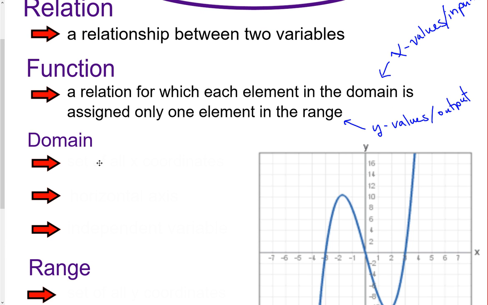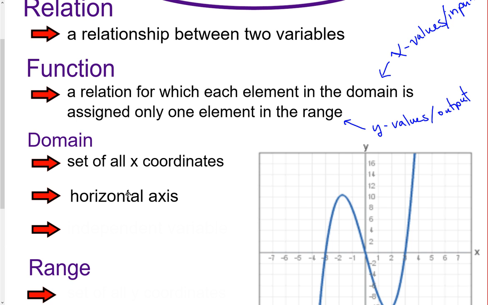So let's talk about our domain and range. Our domain is just all of our x coordinates. And again, we'll look at that later this week. It's looking from the horizontal axis, the x-axis. And when we do science, we usually call that the independent variable. So it's basically all the possible x values you could have in your graphed thing.